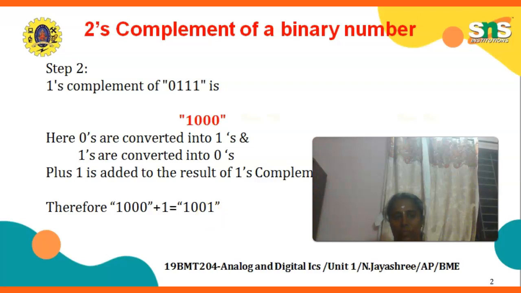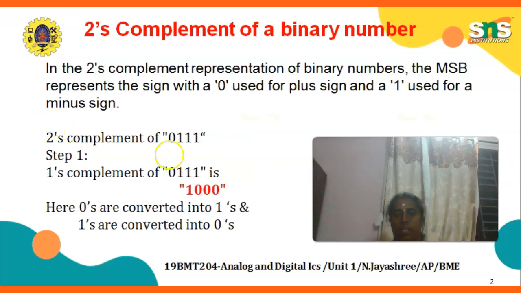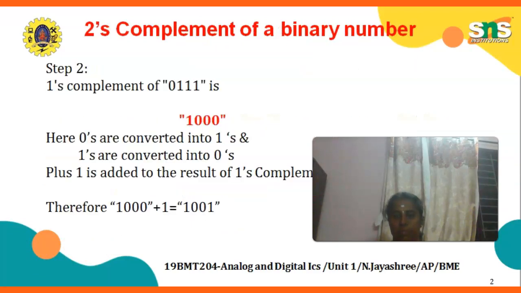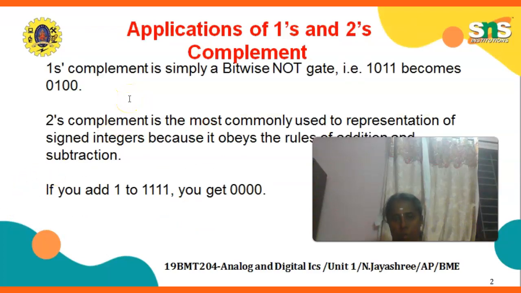1001. So if you want to find the twos complement of the given number, first we take the ones complement and then add 1 to the ones complement of the given number. Finally we get the twos complement as the result. So 1000 plus 1 is 1001.